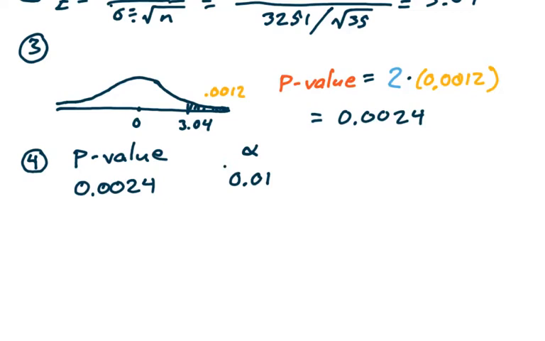It might help us if we just write in some extra placeholder zeros so that these have the same number of digits after the decimal point. So then we're looking at 24 versus 100. We can clearly see that alpha is bigger. All right? And so here, anytime our p-value is less than or equal to alpha, then we will reject the null hypothesis.